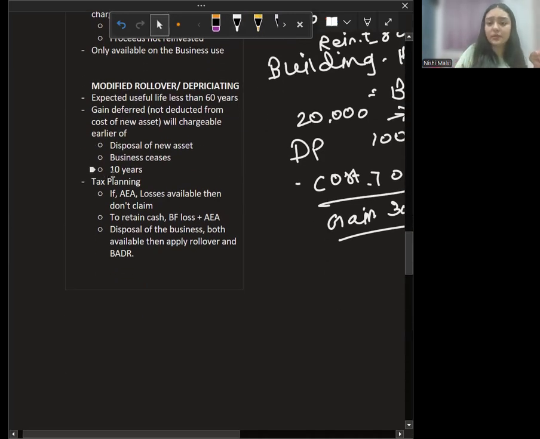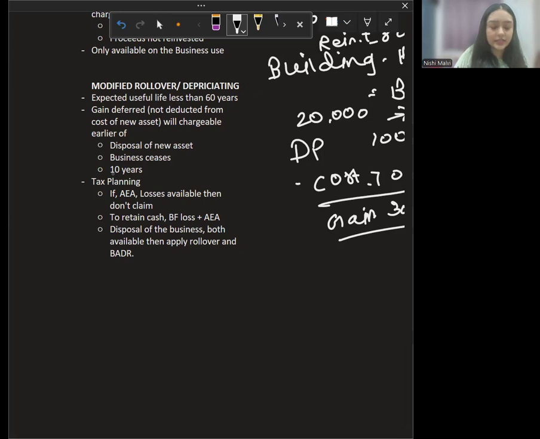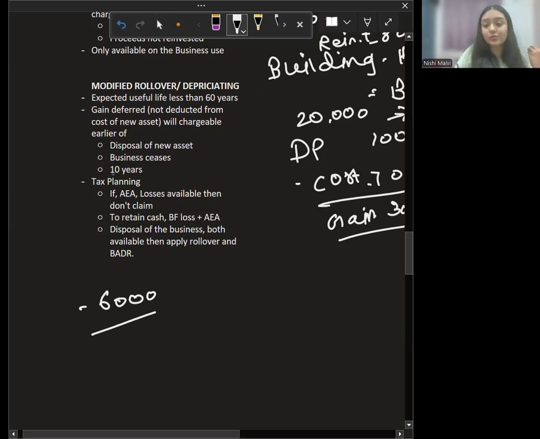One more thing, for tax planning purposes: whatever annual exemption you get and whatever brought forward losses you have, you don't have to claim them first, because preference is not given to qualifying assets for the rollover relief. The reason is the same as for business asset disposal relief. Suppose you claim the 6,000 here right now, and then you have assets which do not qualify for rollover relief or any relief, then you have to pay extra tax. That's why you don't have to deduct it.